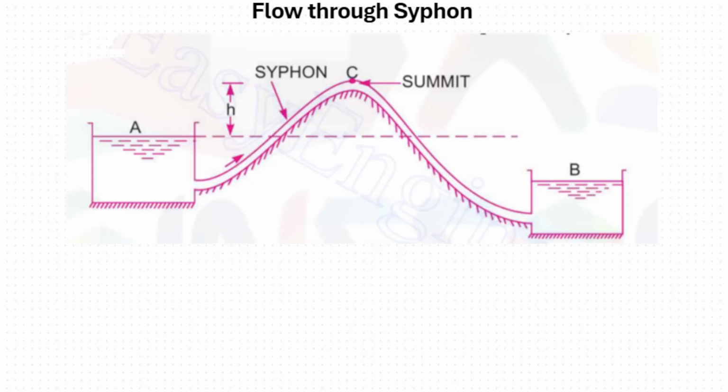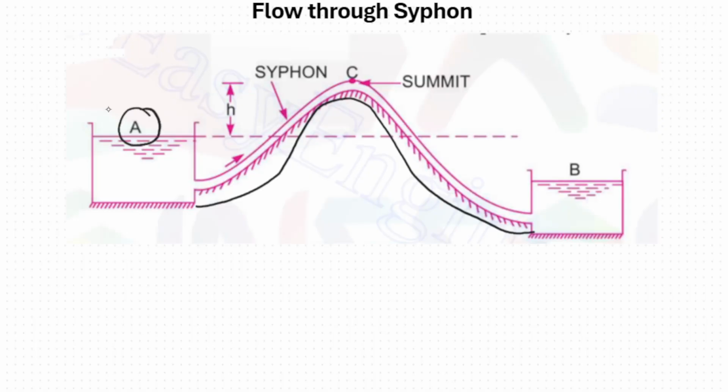In continuation with the topics related to fluid mechanics, in today's session, we are going to throw light on flow through siphon. Now you can see the diagram of a siphon. Now what is a siphon? Siphon is a long bent pipe. Now you can see here, this is a long bent pipe which is used to transfer liquid from reservoir.